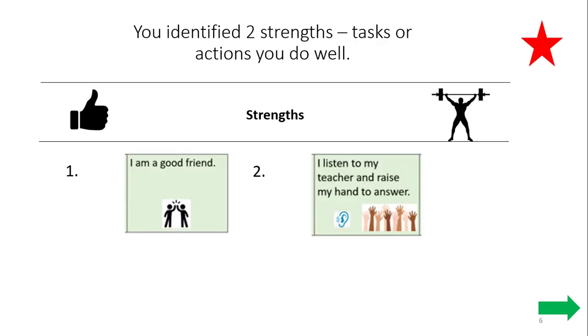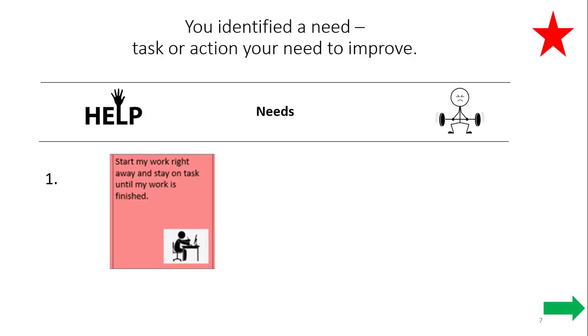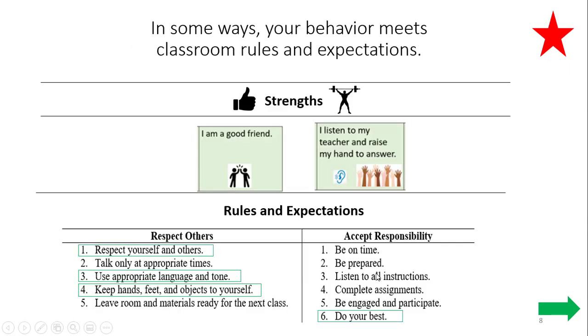This is your goal. All right, so you also identified two tasks or actions that you do well and two strengths. You said you're a good friend and that you listen to your teacher and raise your hand to answer. Nice job. You also identified an area of need. Look at that symbol. Here he is. Your need goes along with your behavior goal as well. You need to start working on your tasks right away and continue working until your task is complete.